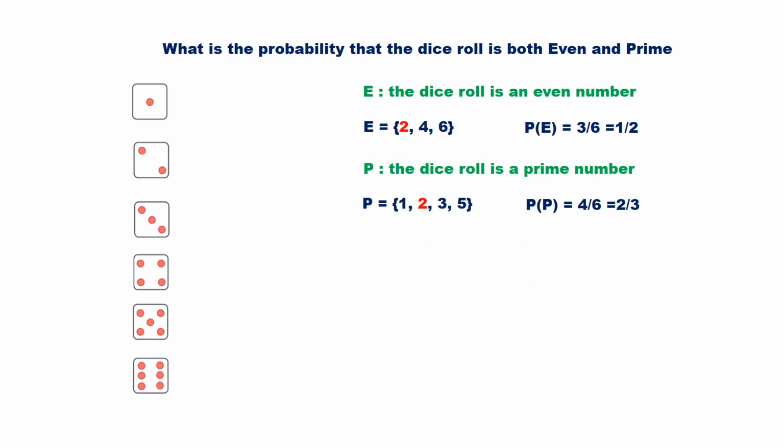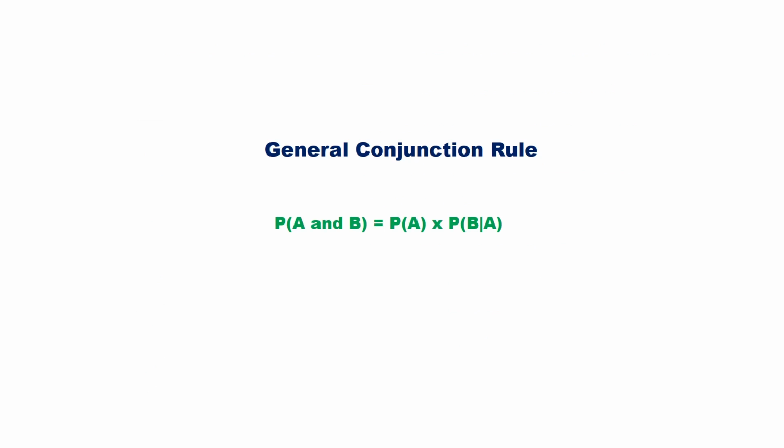Let us compute the probability using the other way. Probability of P into probability of E given P. That is the probability of roll being even given that it is prime. This is equal to 2 by 3 into 1 by 4, since out of these 4 primes only 1 is even, and we got the answer 1 by 6. So to sum up, this is the general conjunction rule. Probability of A and B equal to probability of A into probability of B given A, or probability of A and B equal to probability of B into probability of A given B. Both formulas will give you the same answers.